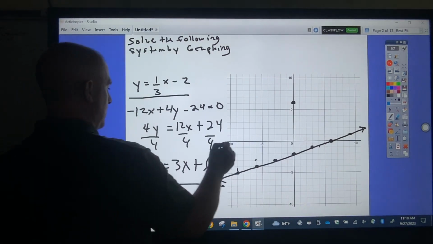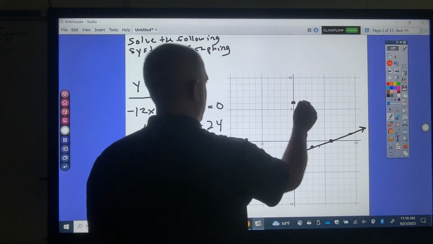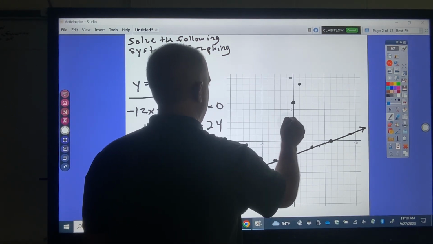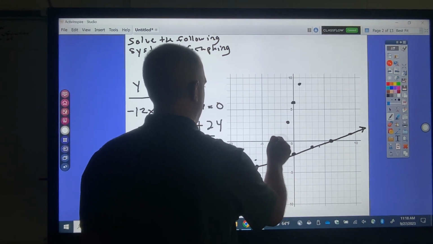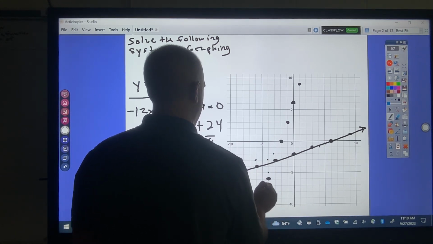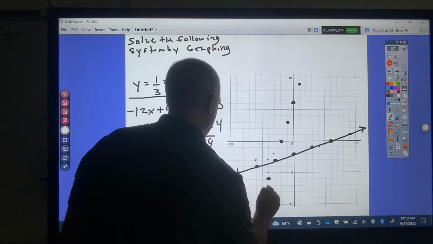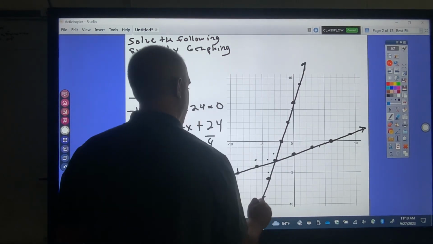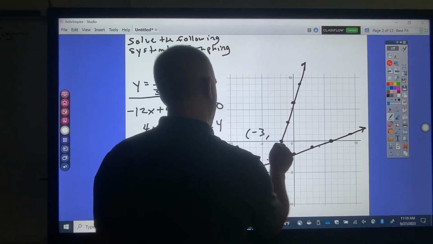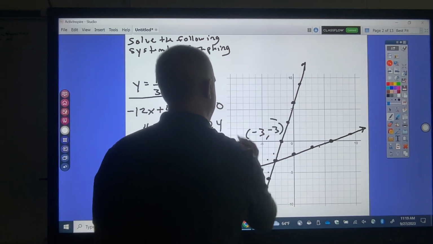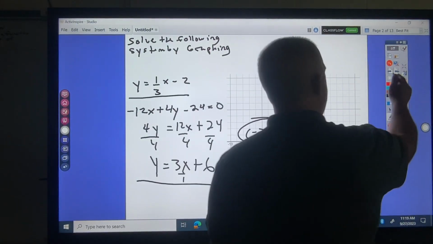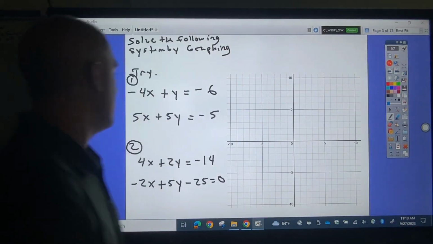So that's right 1, up 3. I'm going to go there, repeating right 1, up 3. Okay, now this is my line. Then negative 3 over and 3 down. That would be the solution. So you want to plot enough points so you can get an accurate representation of what that is.